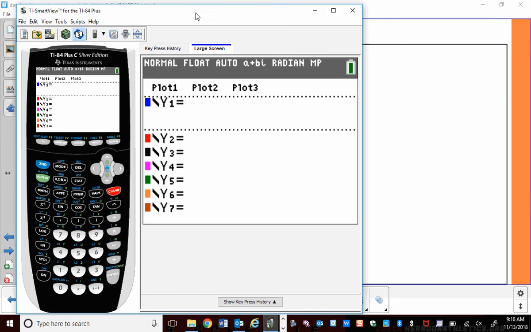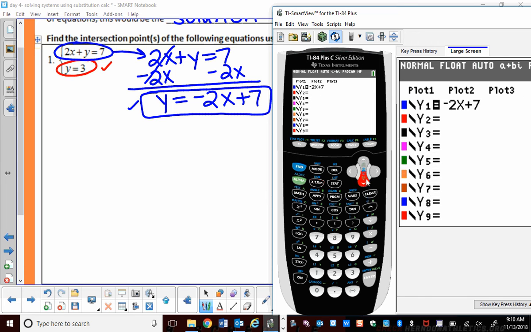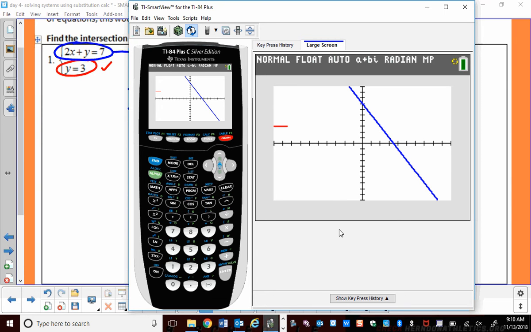Alright, so in your calculator, let's type in my first equation. Y equals -2x plus 7. Scroll down. What's my second equation? Y equals 3, so we just put the number 3. Let's graph it. Let's see what it looks like. Alright, so there's my graph.